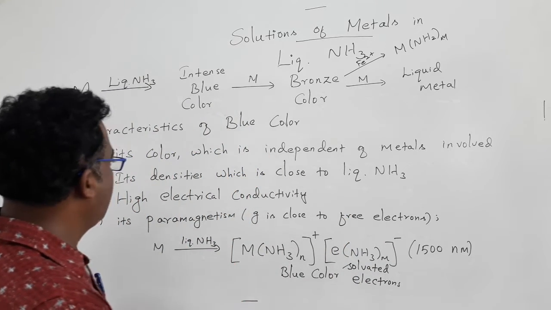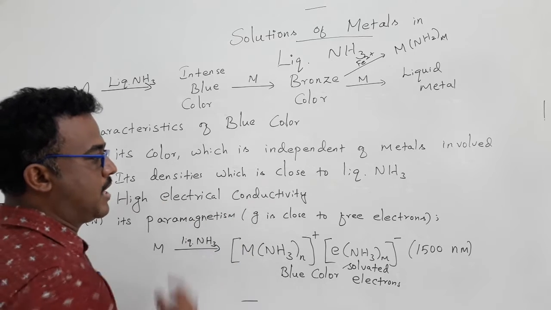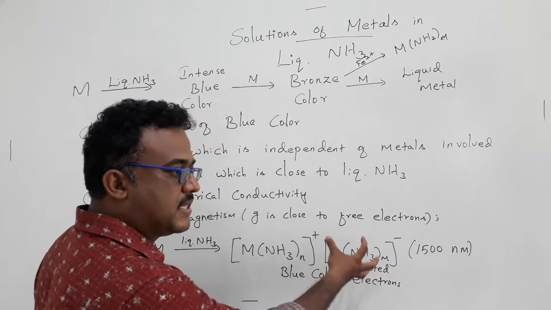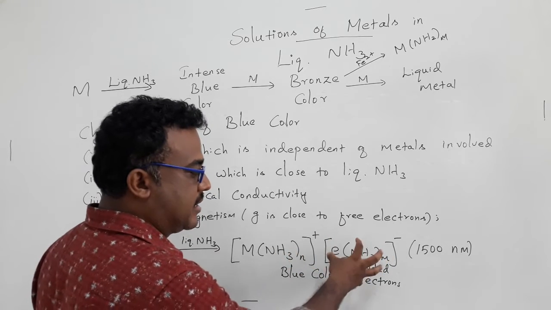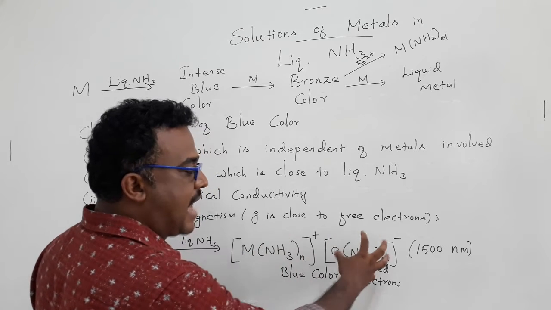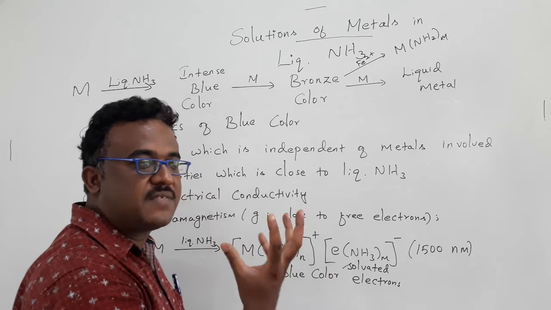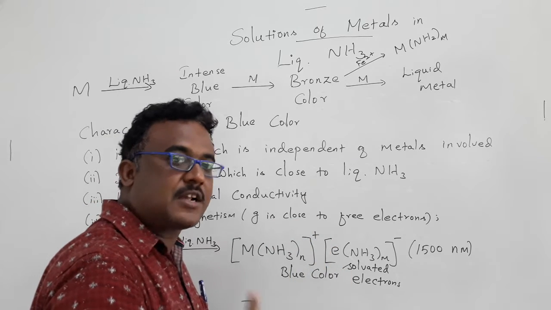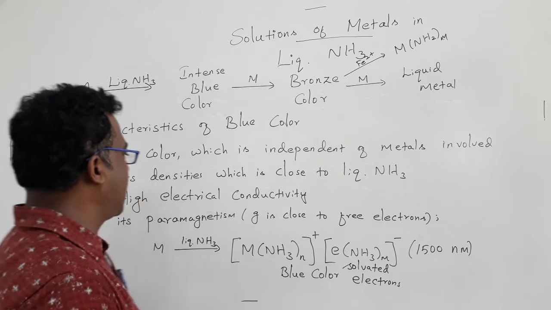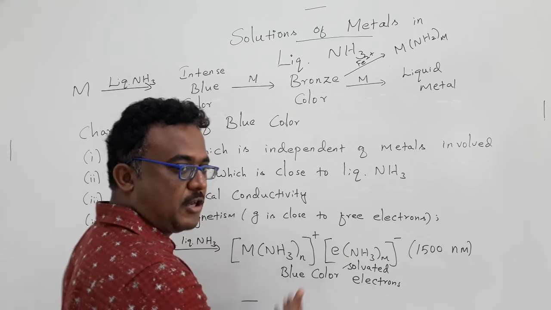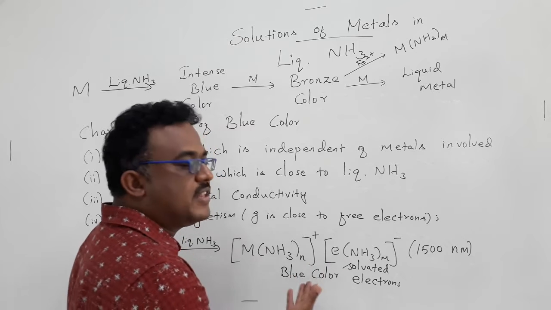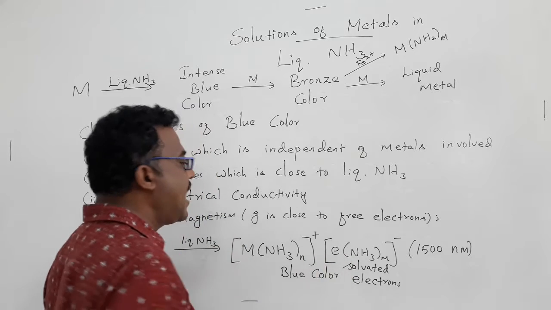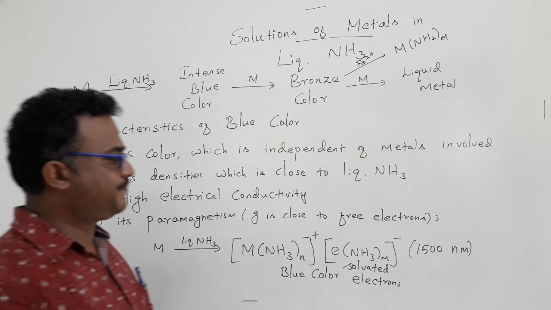Okay, now the density is very close to ammonia. That means there is a formation of big species. The species size is very big in nature. The metal ion species as well as the solvated electron species are very big in size. So if the size is getting bigger, the density will come down, that we can easily understand. And there is high electrical conductivity, because there is a formation of mobile species, highly mobile in solution. That is responsible for high electrical conductivity.